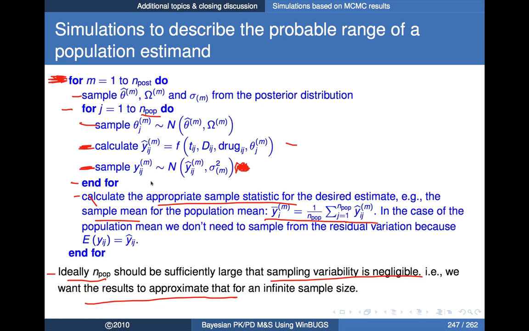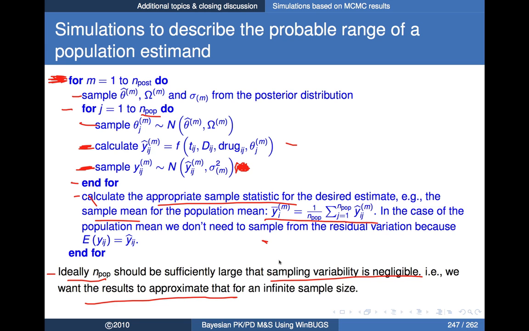For example, suppose the estimand of interest is the population standard deviation. In order to get that, I would definitely have to go through and do this sampling step and take the standard deviation, because I would want it to reflect all of the sources of variation, including the residual.